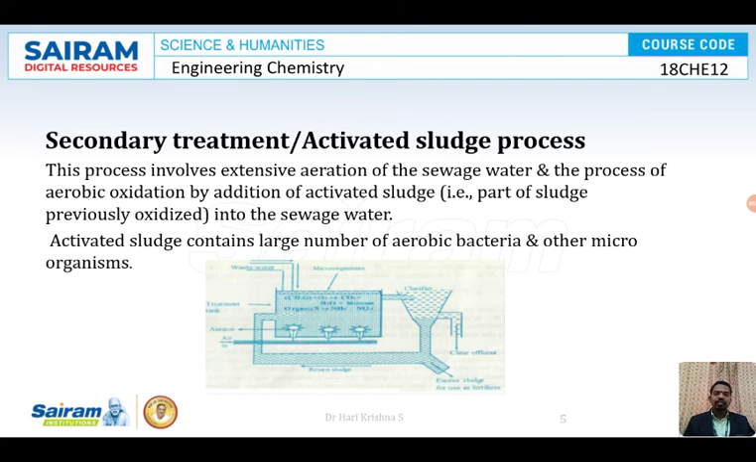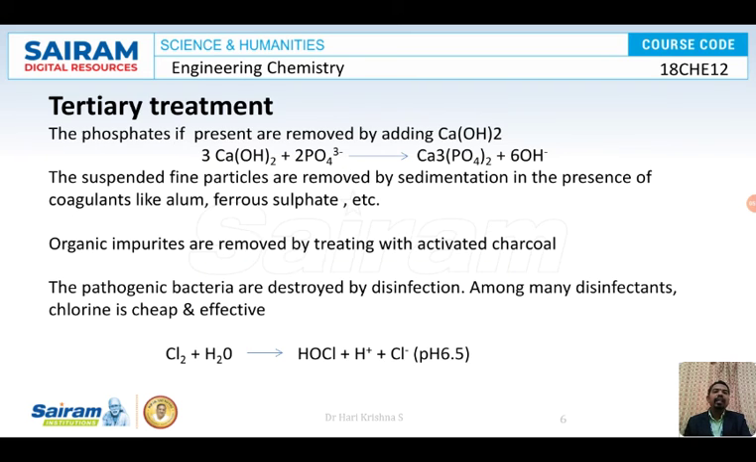Next, the clear water that you get here contains some inorganic impurities. Here only organic waste is oxidized. The sewage water does not contain only organic waste, it contains inorganic impurities too. Organic waste is oxidized by microorganisms in the presence of oxygen, so inorganic waste also should be removed, right? How is it removed? In tertiary treatment.